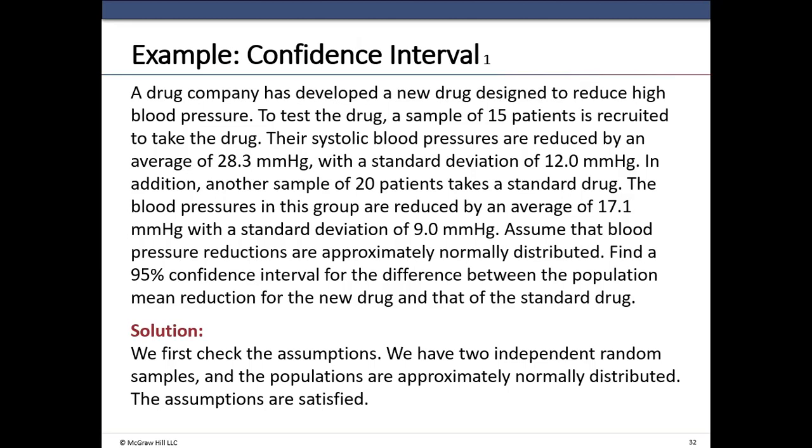Input on stats: x1 bar is 28.3, sx1 is 12, n1 is 15, x2 bar is 17.1, sx2 is 9, and n2 is 20. Okay, n1 is 15, n2 is 20. Okay, and C-level is 0.95, pooled no, and we calculate.